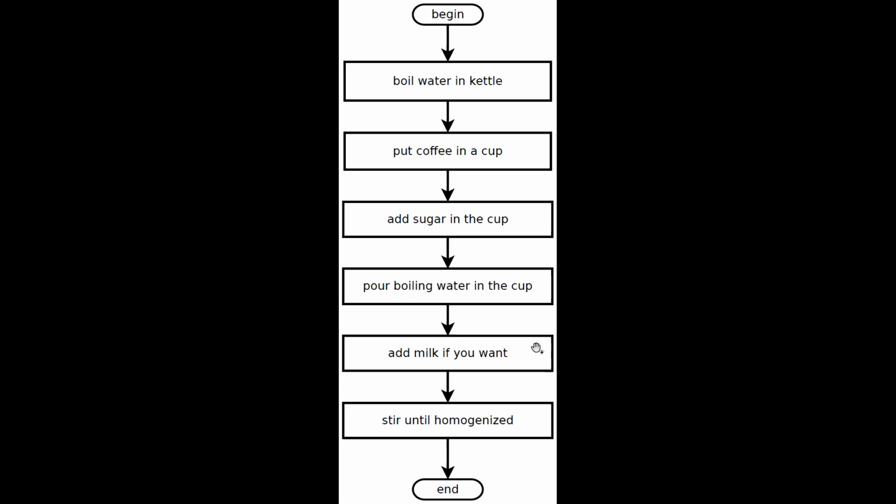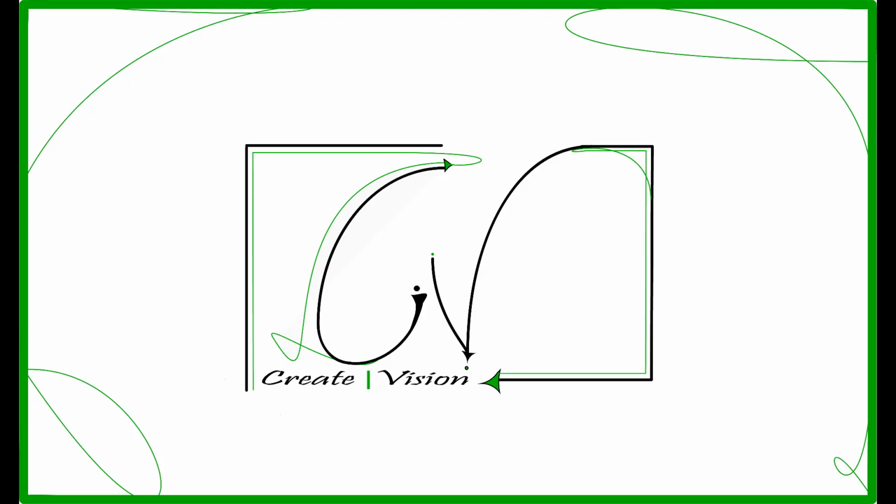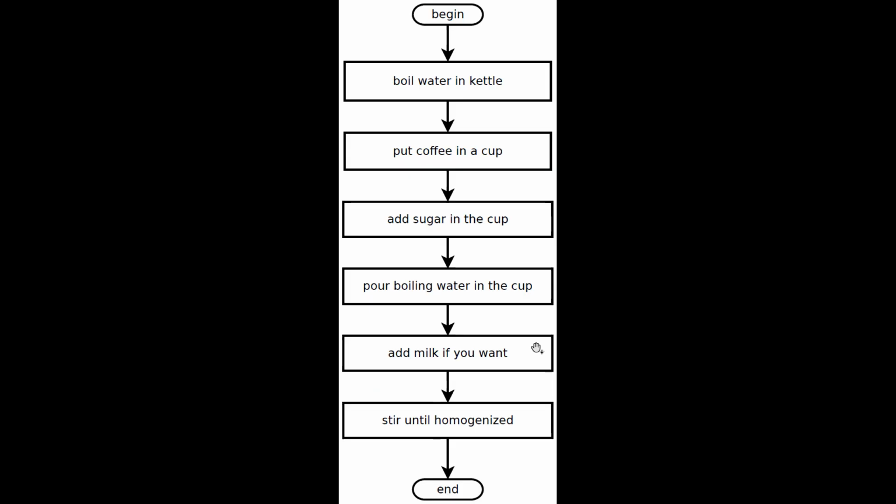So right now, in my first video brought to you by Fraser, your host, I'm basically explaining the most basic processes of making boiled coffee. So you'll boil your water in a kettle, put coffee in a cup, add sugar in a cup, pour boiling water in a cup, add milk if you want, stir until homogenized, and that's the end of your coffee, and then you pour and you enjoy.